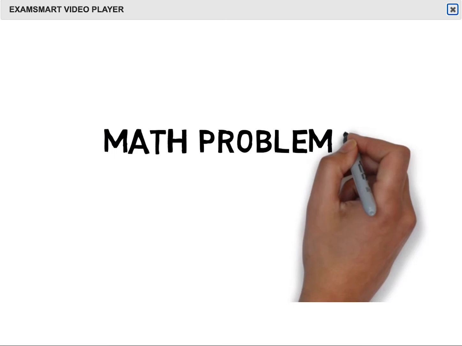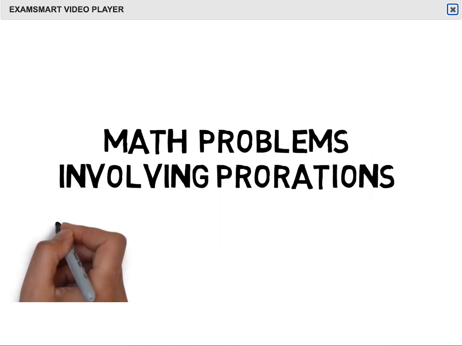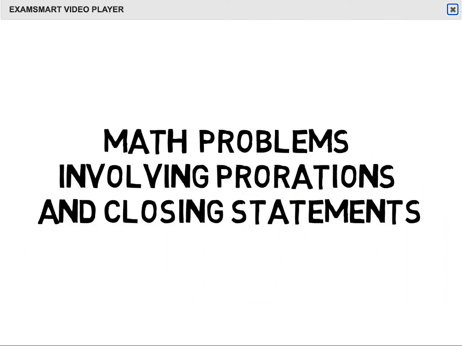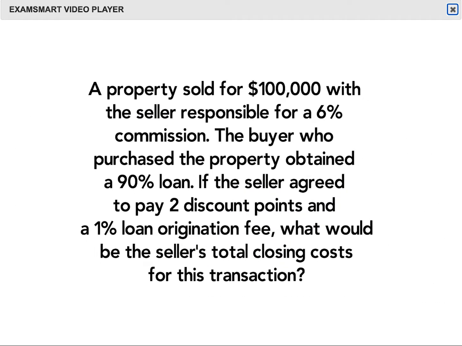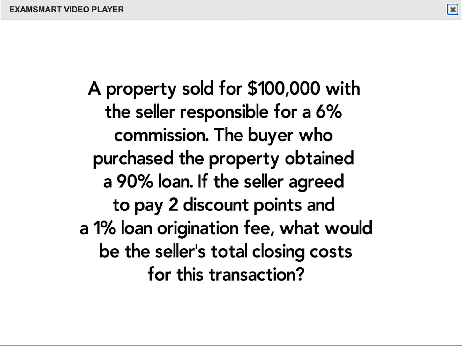Let's next talk about some math problems involving prorations and closing statements. A problem might say that a property is sold for $100,000 with the seller responsible for a 6% commission. The buyer who purchased the property obtained a 90% loan. If the seller agreed to pay 2 discount points and a 1% loan origination fee, what would be the seller's total closing cost for this transaction?